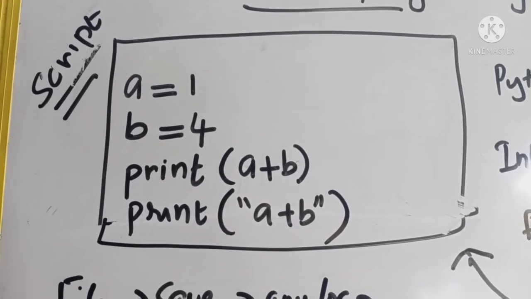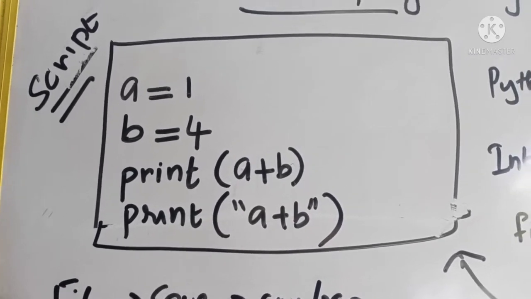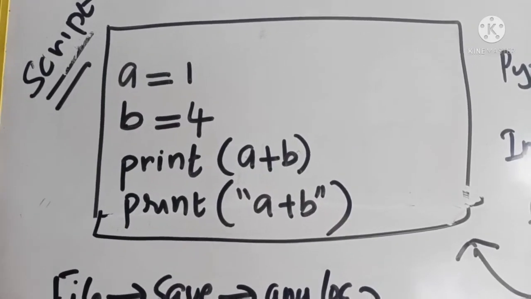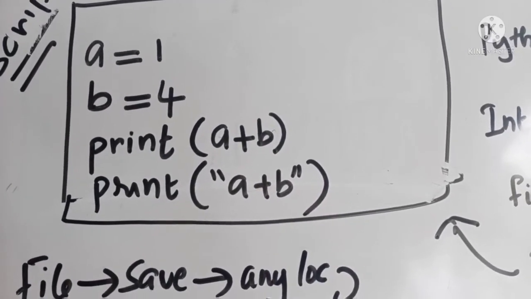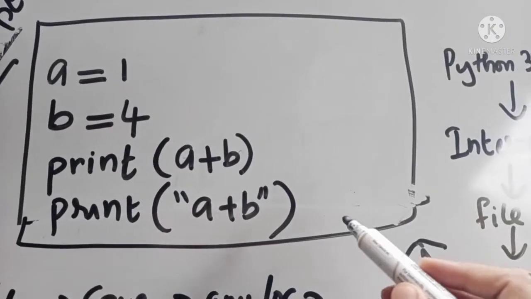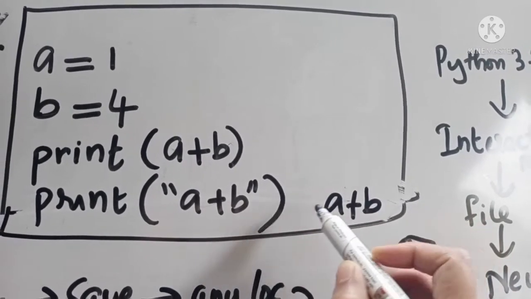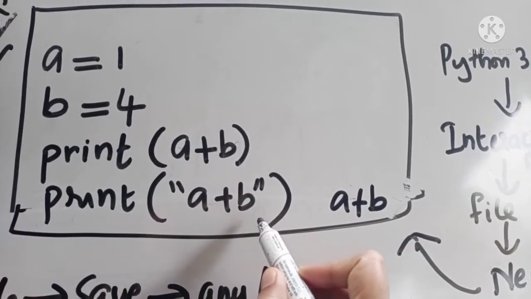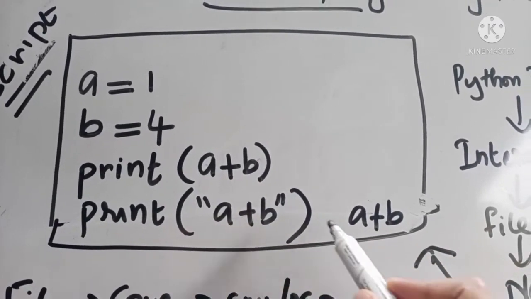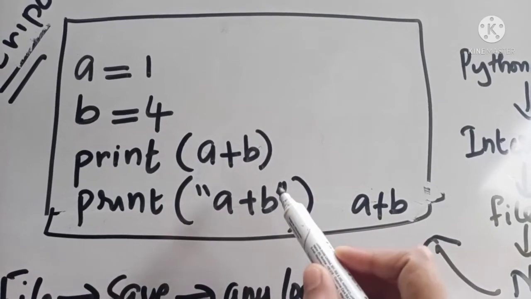Are you thinking that it is 5 itself? Or what else? Whatever you give inside the double quotes will be printed in the same way. That means in this case, the answer will be a plus b only. Nothing will happen. It prints exactly whatever you give inside the double quotes. There is no change there, and the values are not added. Whatever you give inside the double quotes will be printed as it is.